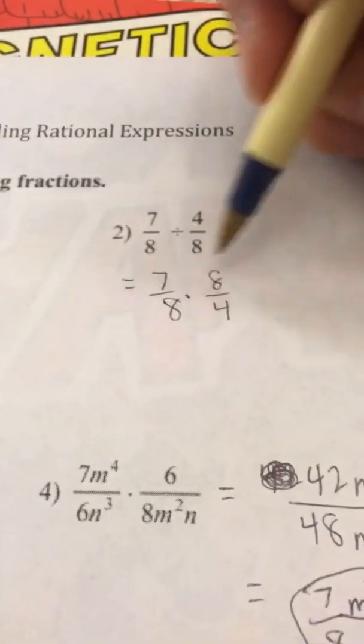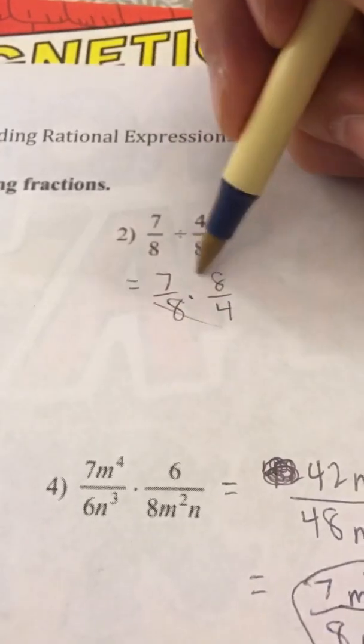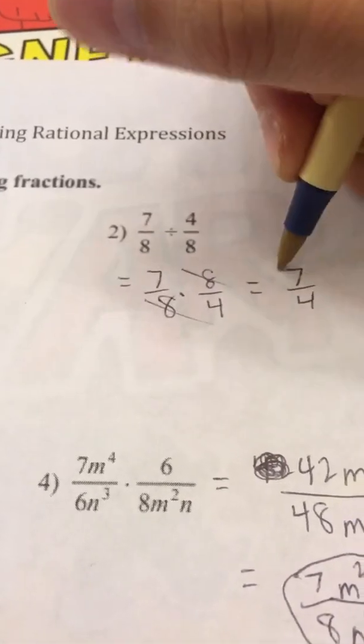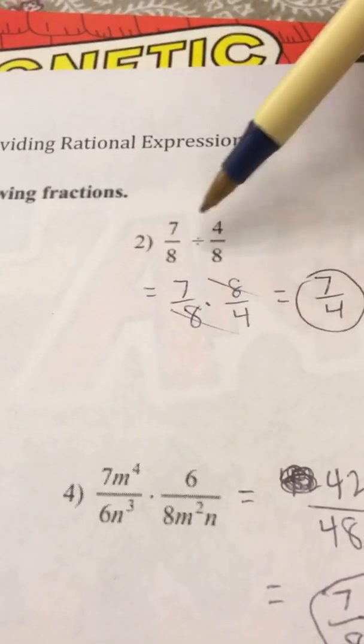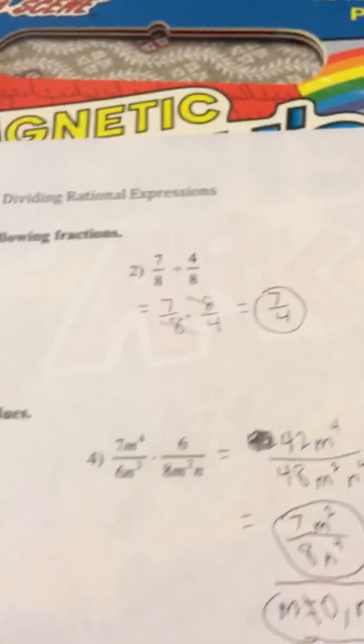All right, so I could multiply across, then reduce. Or in this problem, it's definitely easier to just reduce first, cancel the 8s, and say, hey, the answer's going to be 7/4. So remember, division problems, only dividing fractions, you need to flip the second fraction, and then you multiply. So let's apply that same rule to these last two examples.